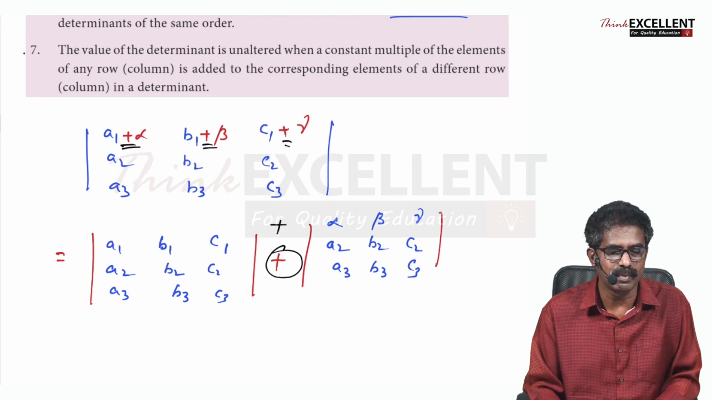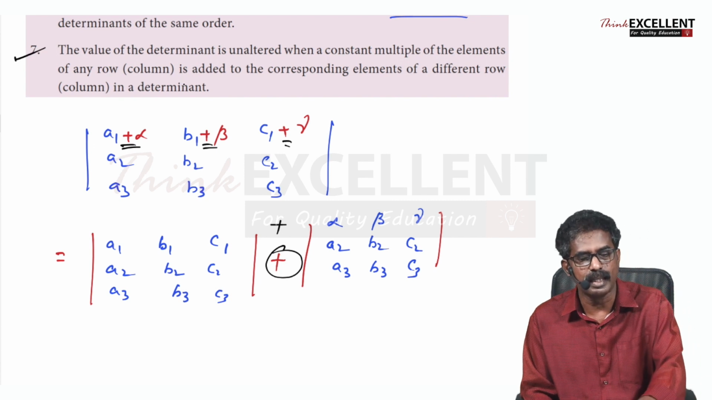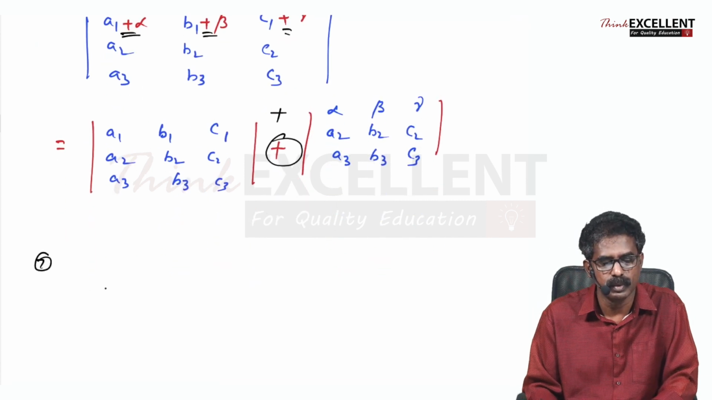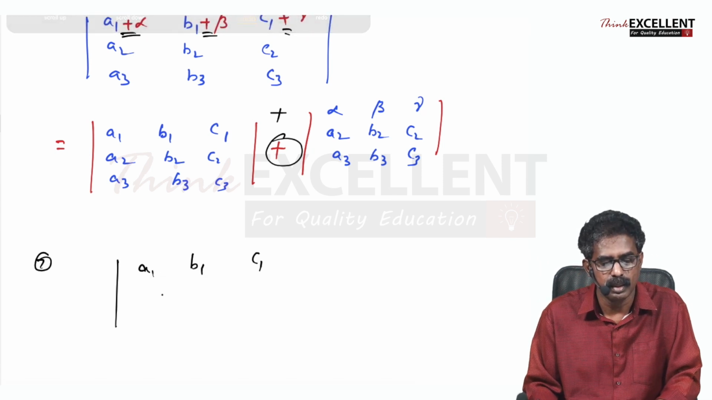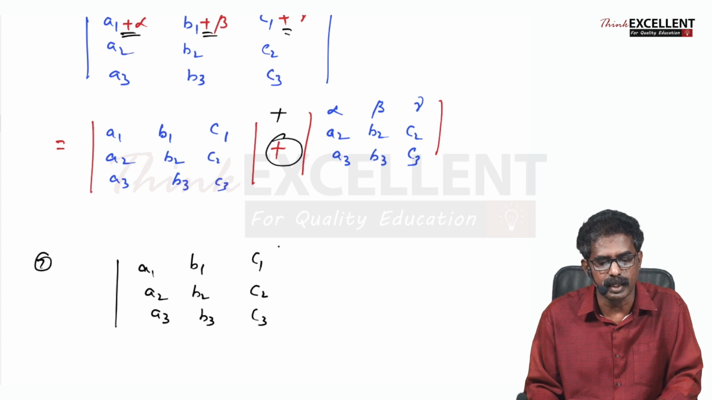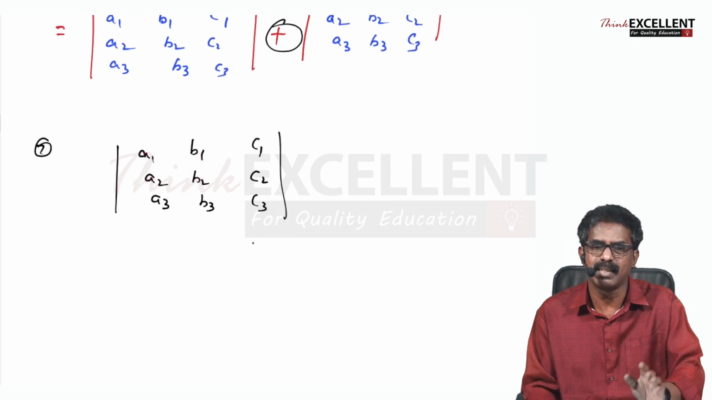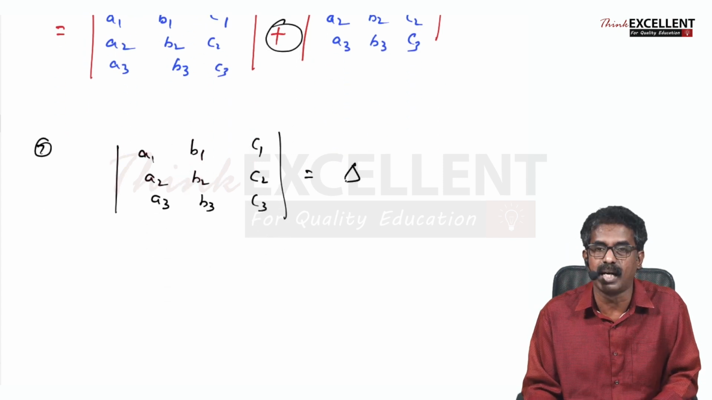And the last one, seventh one, you see. So I'll tell you what it is. Suppose one row is given A1, B1, C1, A2, B2, C2, A3, B3, C3. So a determinant is given. Now it has some value. For example, its value say delta.